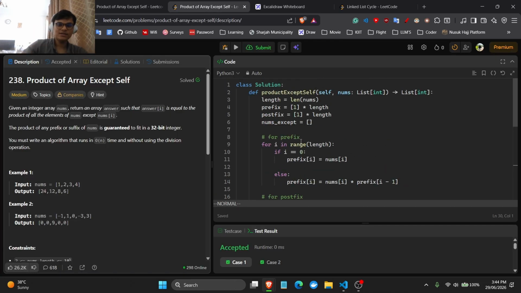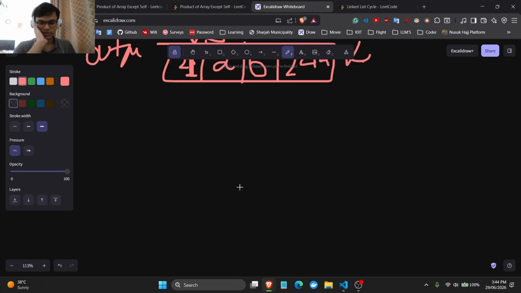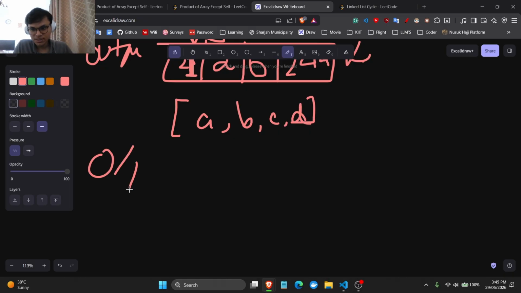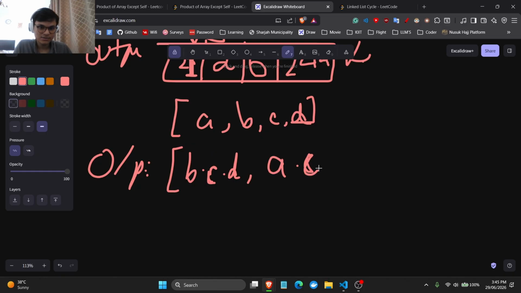Even this is okay. Let's just think about this locally. What am I doing? So I have A, I have B, I have C, and I have D. What we want in our output is nothing but B, C, D. Then I need A, C, D, and then I need A, B, D, and then I need A, B, C.